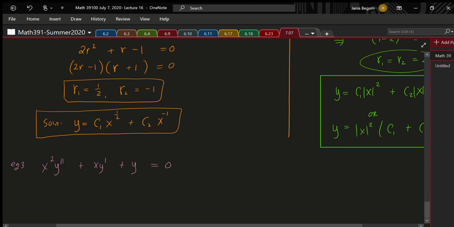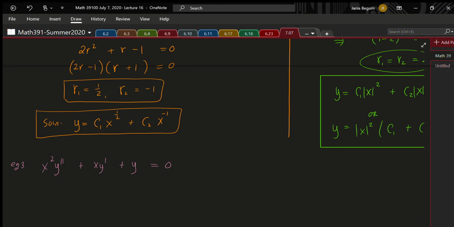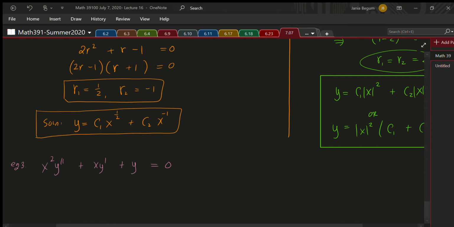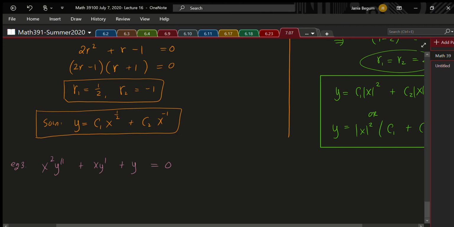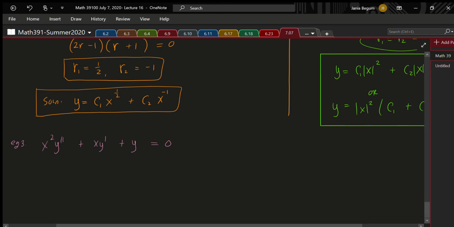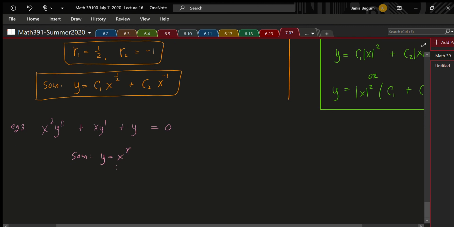Okay, so again, it's in Euler's form, right? It has x squared with y double prime, x with y prime, and the constant with y. So it's in good shape, and we can go ahead and classify its solution. We know the solution will look like y equals x to the r. Take its first and second derivative, plug it in, and you'll get the indicial equation, which will be r times r minus 1 plus beta r plus gamma equals 0.